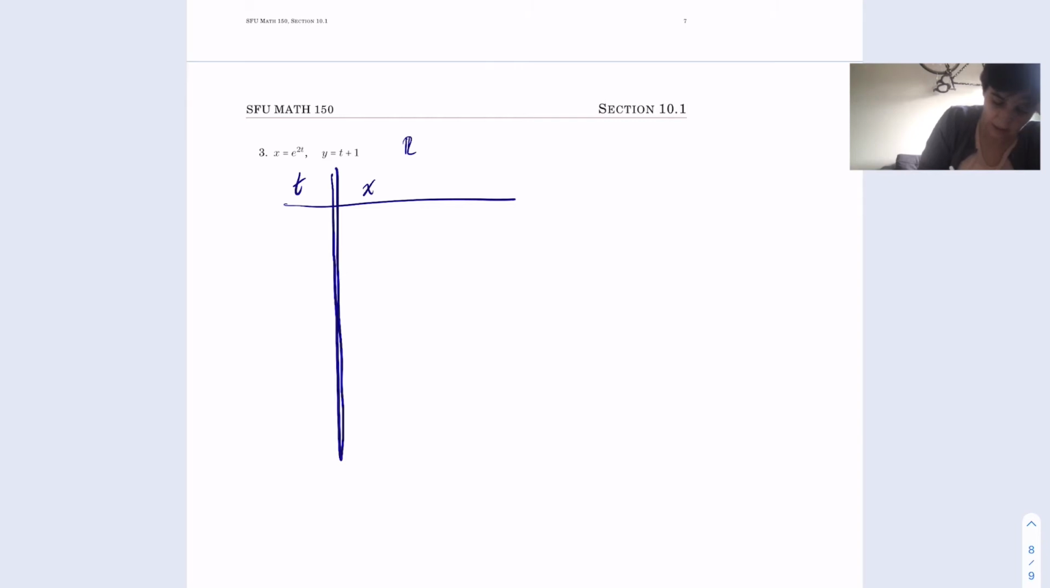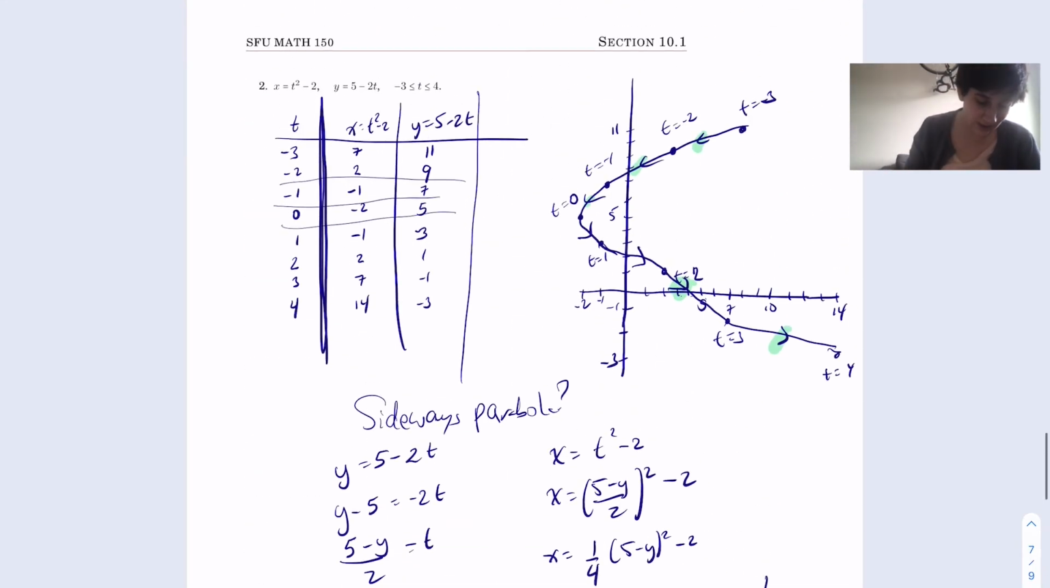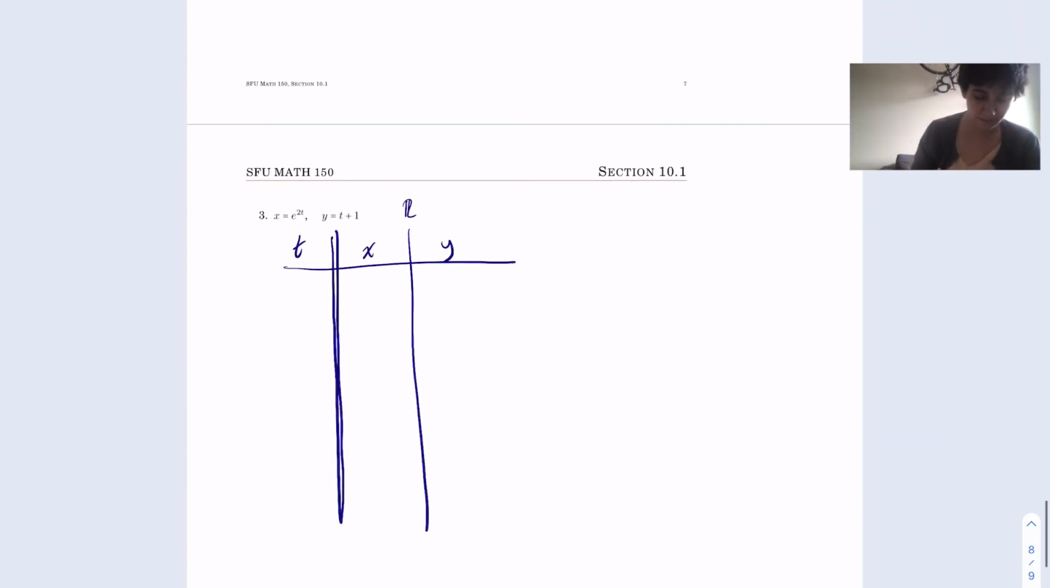So I have t, x, and y. I don't have an interval, so unlike before, where I was just going to evenly space some values, these tables are meant to kind of help. We don't have to worry about getting every point. Getting every point is impossible because these are continuous. But let's use some spot points to help ourselves out.